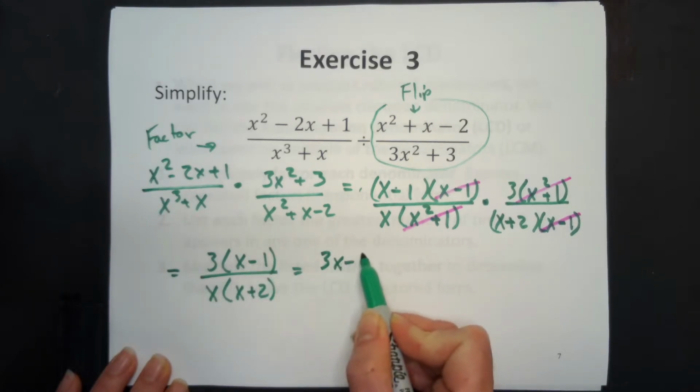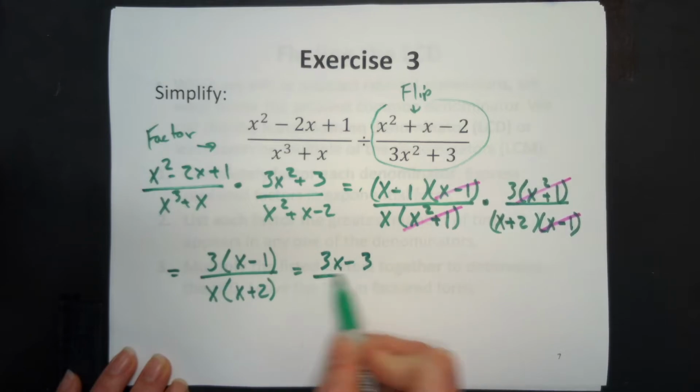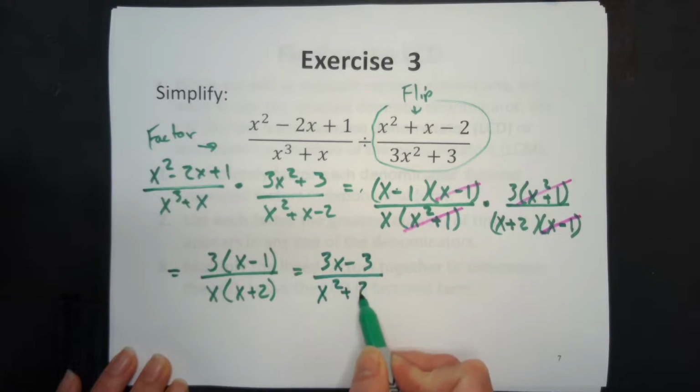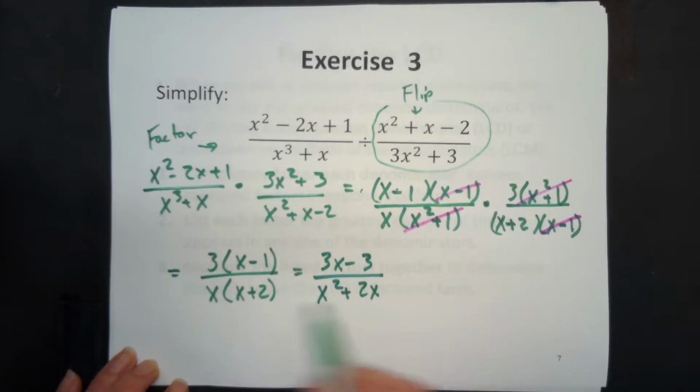So we get 3x minus 3, excuse me. Let me distribute that. And then at the bottom, we're going to get x squared plus 2x. And I just multiply this out because it was a nice monomial. I can multiply it out easily. And nothing cancels. We're done canceling for that one.